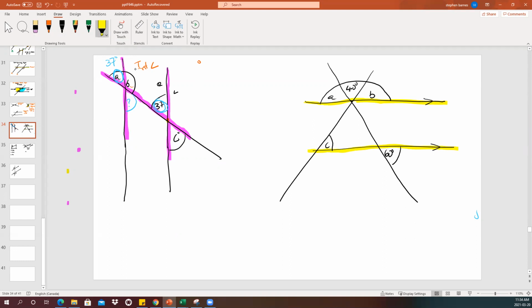Okay. All right. So I'm going to start off by using the parallel lines and one of the bisector. Now, if I use this bisector here, this transversal here, I'm going to be searching for angle A. If I use this one, I'm going to be searching for angle B. I'm going to use this one here.